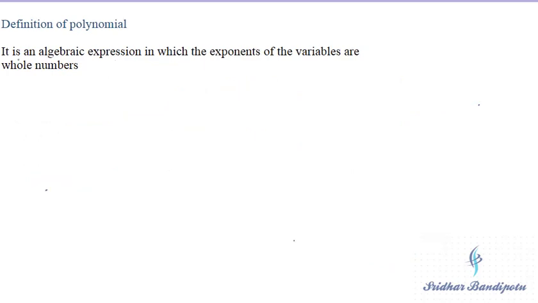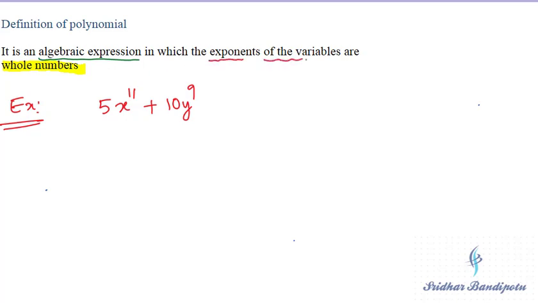Definition of a polynomial: it is an algebraic expression in which the exponents of the variables are whole numbers. So this point is very, very important here, whole numbers. Let's take an example, then you will understand. 5x to the power of 11 plus 10y to the power of 9. Now, can we say it is an algebraic expression? Yes, it is an algebraic expression because two variables are involved. Now, what is my condition here?